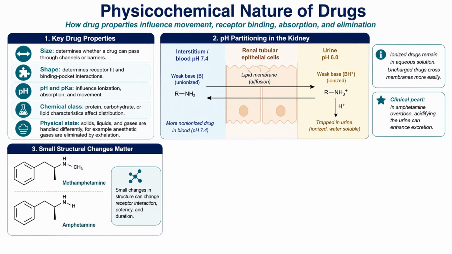Now, there are some other elements of structural changes of the particular drug. In this third panel, we see small structural changes that can produce very meaningful changes in drug action. Take, for example, amphetamine and methamphetamine. They look very similar, but methamphetamine has an additional methyl group. That small difference can affect lipid solubility and tissue distribution. It can affect the potency or the duration of action of the medication. It can affect the interaction with transporters and receptors. This is why medicinal chemistry matters.